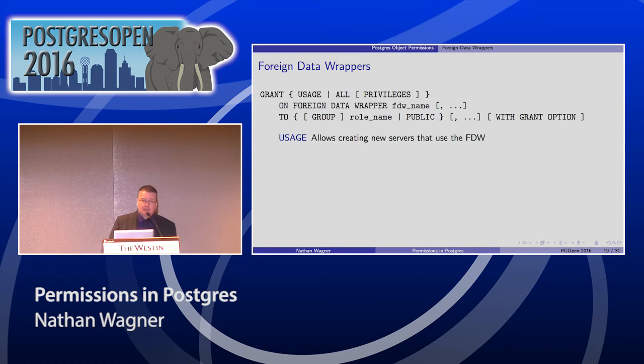Foreign data wrappers. I'm not going to talk a whole lot about these. Foreign data wrappers would be an entire talk, or probably even a half-day tutorial. But the usage privilege in foreign data wrappers just allows you to create new servers that are using that foreign data wrapper. So, if you have the Postgres foreign data wrapper to make a connection out to another Postgres thing, just to create that server definition, you're going to have the usage privilege.